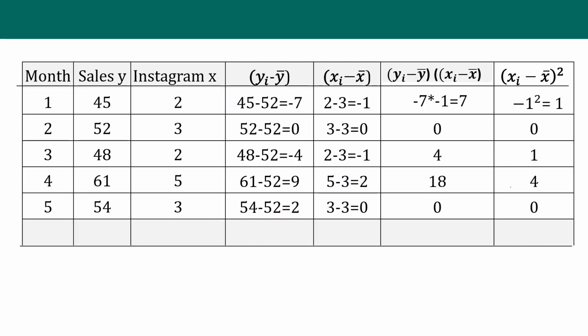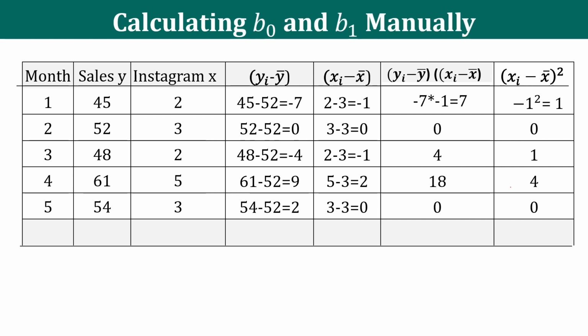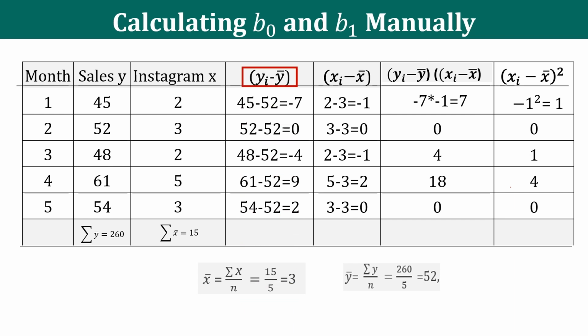Let's calculate the regression coefficients, B0 and B1, by hand. Step 1, find the means. The sum of y is 260. The sum of x is 15. Divide each by n, which is 5. X bar equals 3, Y bar equals 52. Step 2, find the deviations. For each month, subtract the mean from the actual value. Month 1, 45 minus 52 equals negative 7, and 2 minus 3 equals negative 1.